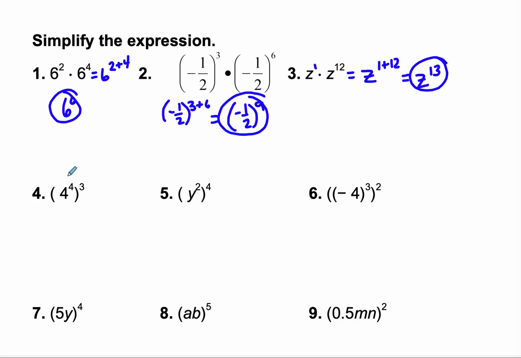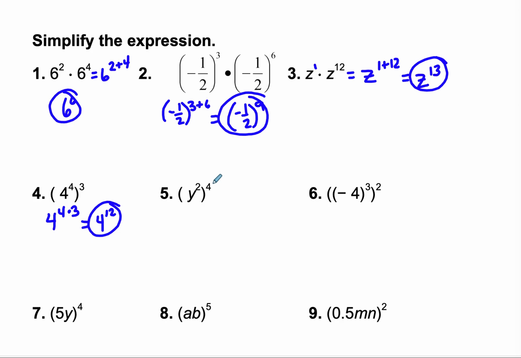All right, let's take a look at number 4. Here I have a power of a power. That's where we're multiplying. So I'm going to do 4 times 4 to the 4th power times that exponent of 3. My final answer is going to be 4 to the 12th power.